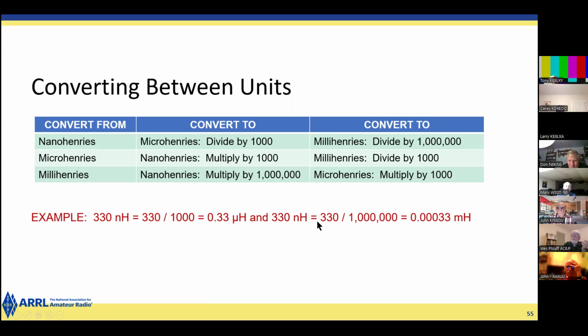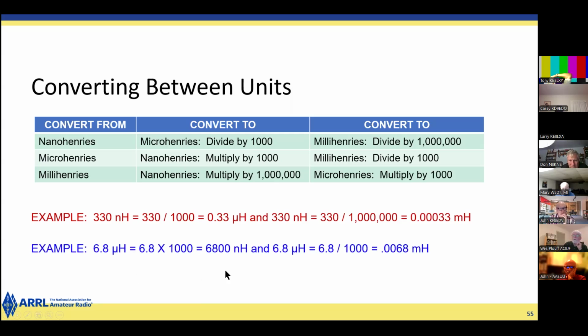And 330 nanohenries are 330 millionths of a millihenry. Now you'll occasionally see inductors that are as large as 1 Henry, but those are in very high power applications, and generally to filter things like AC current coming from the wall socket.